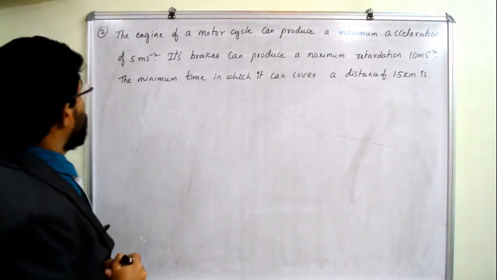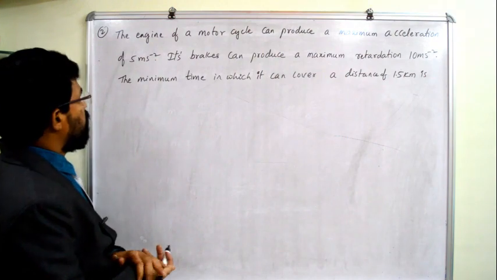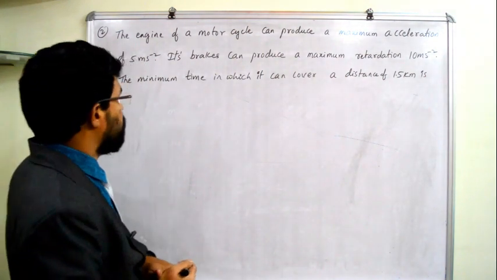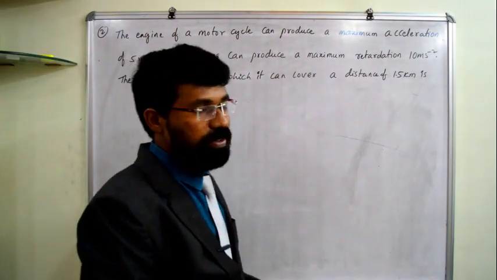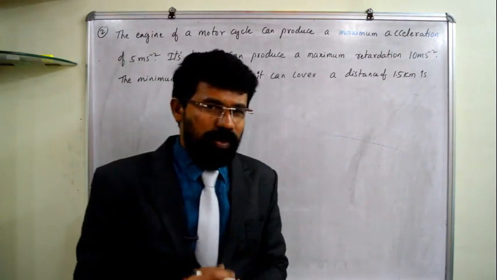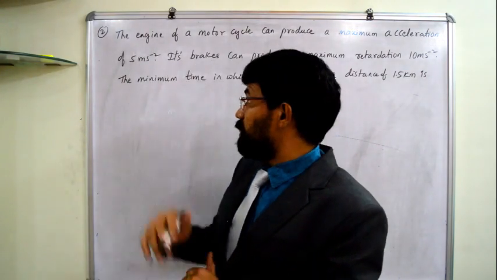See, what is this? The engine of a motorcycle can produce a maximum acceleration of 5 meter per second square. Its brakes can produce a maximum retardation of 10 meter per second square. The minimum time in which it can cover a distance of 1.5 kilometers is. See children, here the motorcycle can undergo a maximum acceleration of how much? 5 meter per second square.